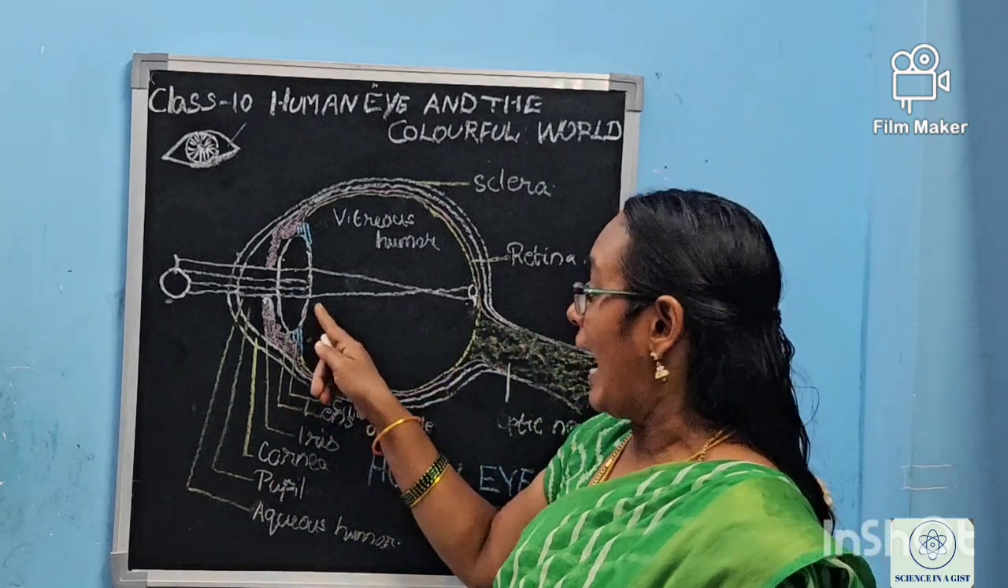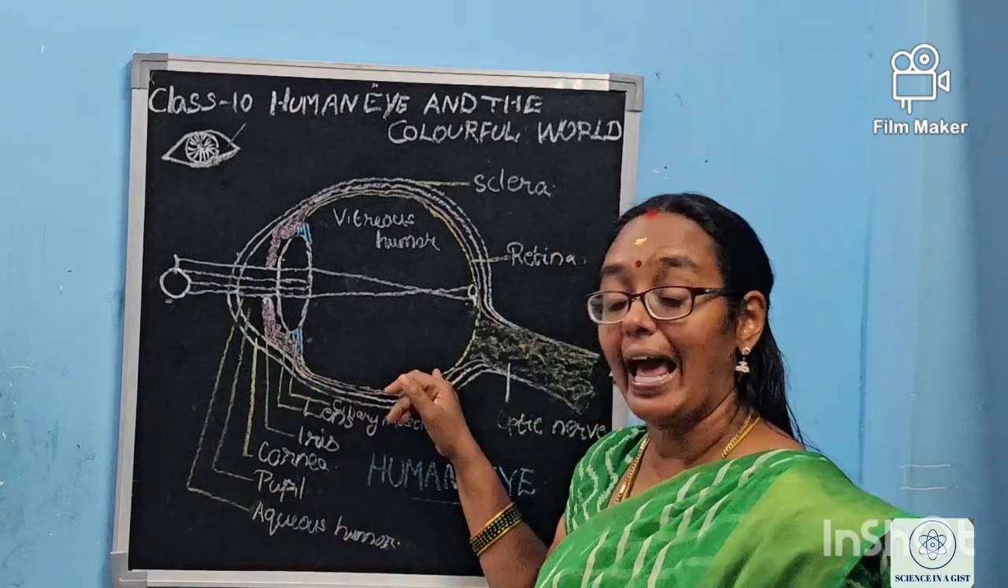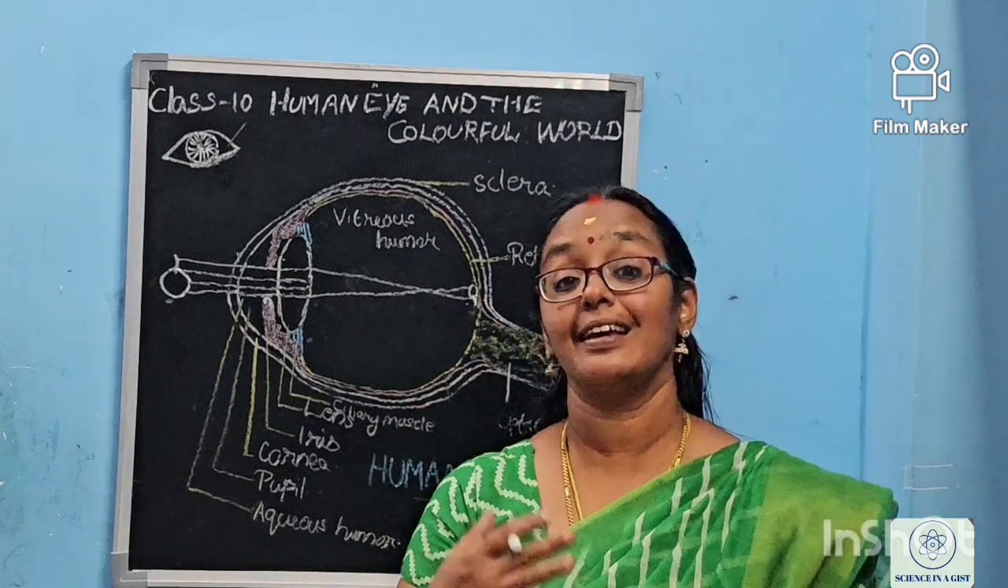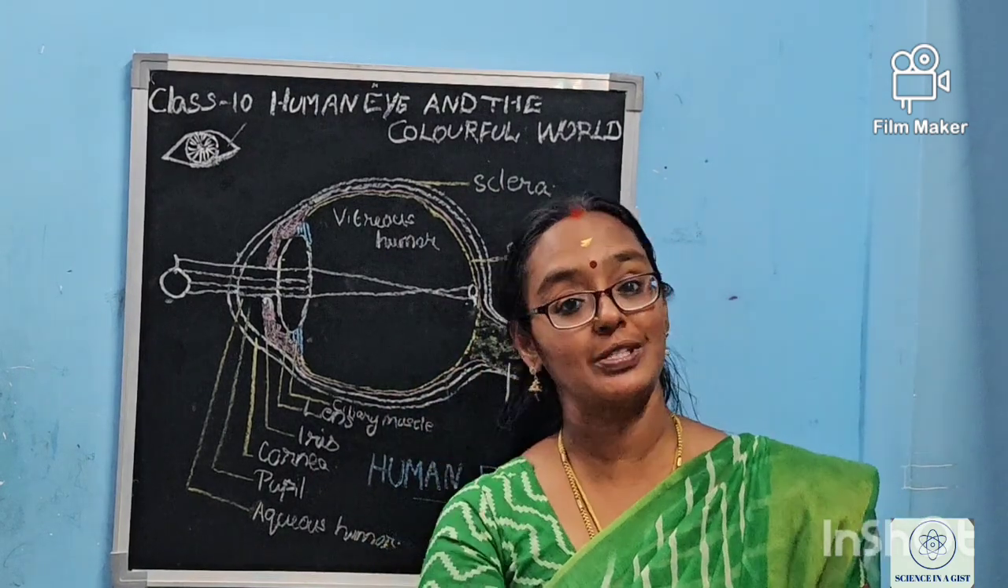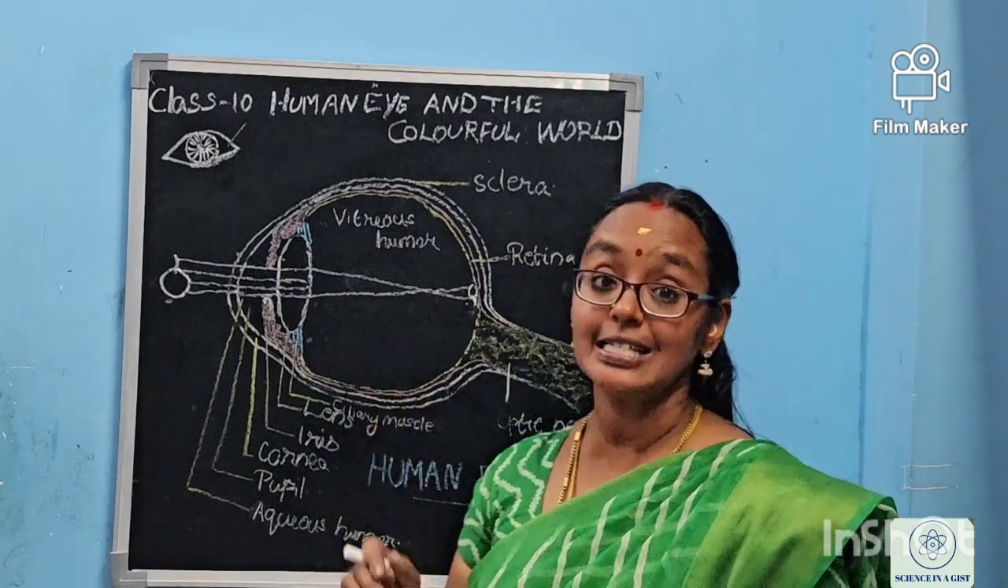Okay ma? As the crystalline lens is a convex lens, it will give a real and inverted image, but the brain will read it as the erect image and we will be able to see the objects in an erect manner. Okay, this is how the eye is functioning.